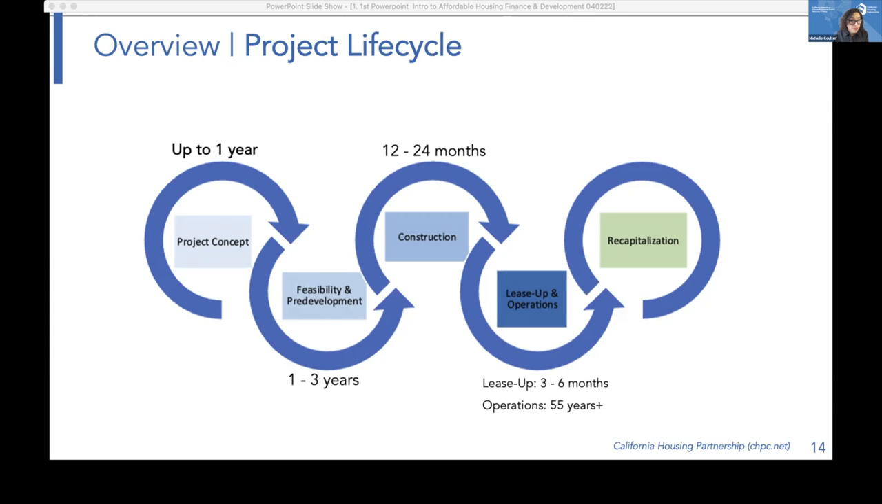Lease up, depending on your target and who's helping you with coordinated entry, can last anywhere between 3 and 6 months. And then operations will be for another 55 years. Sometime during that time period, you're probably going to need to recapitalize your project and do some rehabilitation work. And that's sometime during the 55 years.